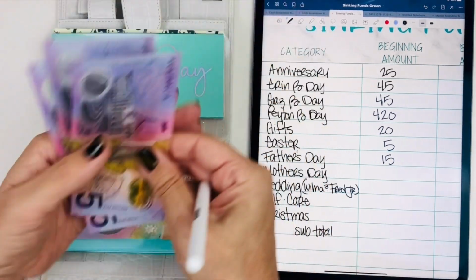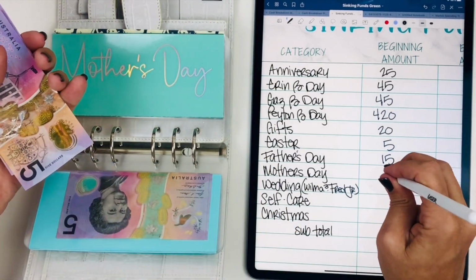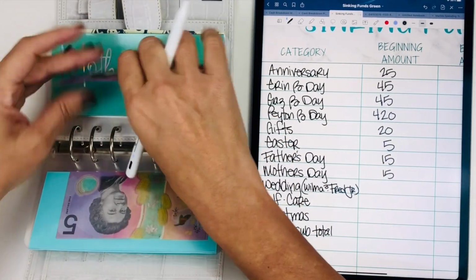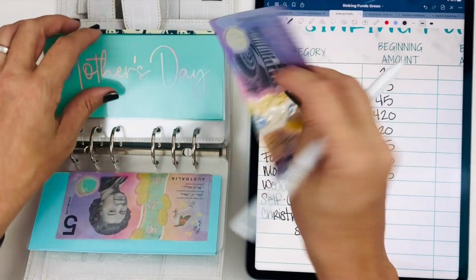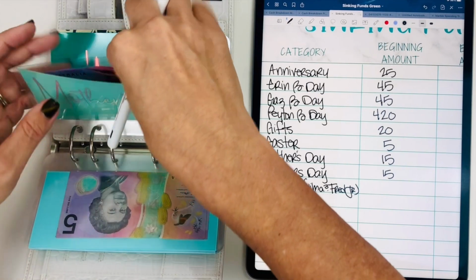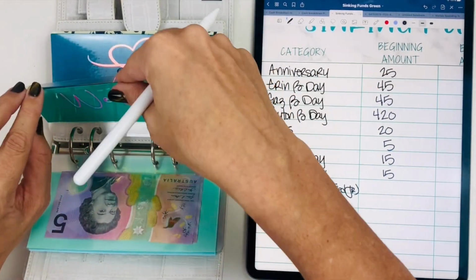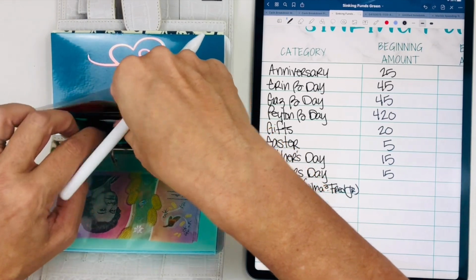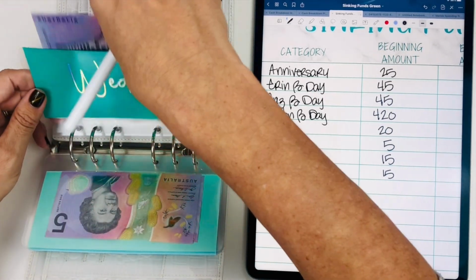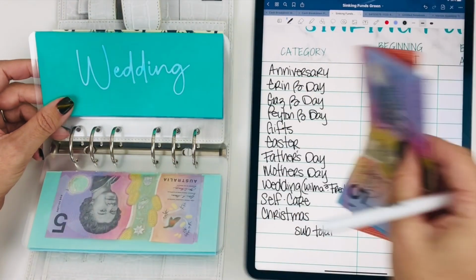Mother's Day has $5, $10, $15 in it as well. So you can definitely see where our priorities are. They're really not for holidays and special days throughout the year. My husband and I have been together for over 20 years, so at this point we're just like, eh. Actually, we were kind of like that when we first, we weren't even kind of like that. We've always been like that.